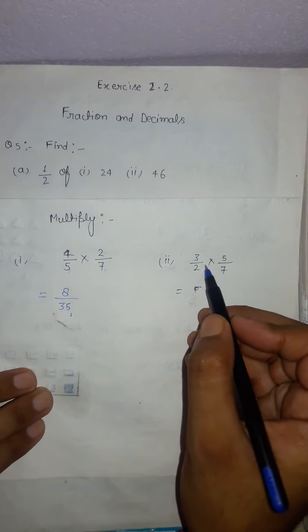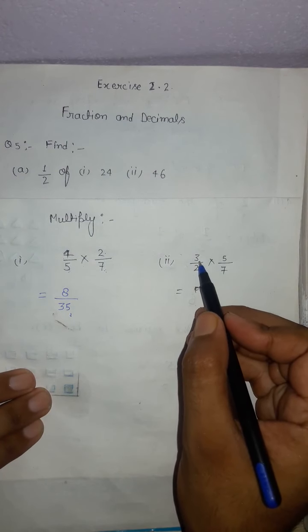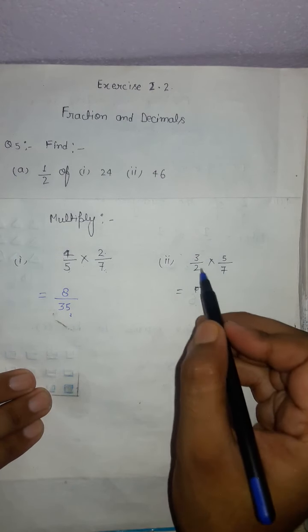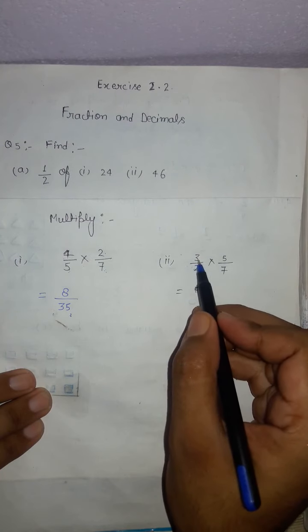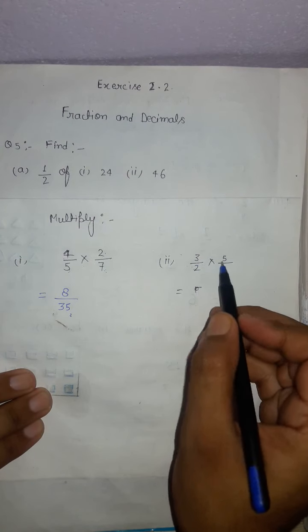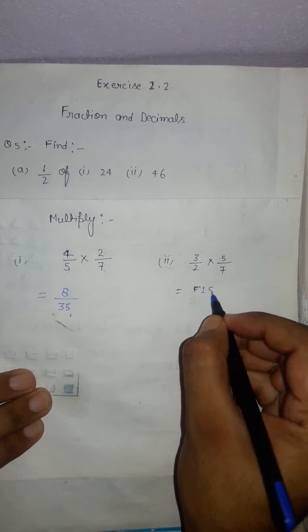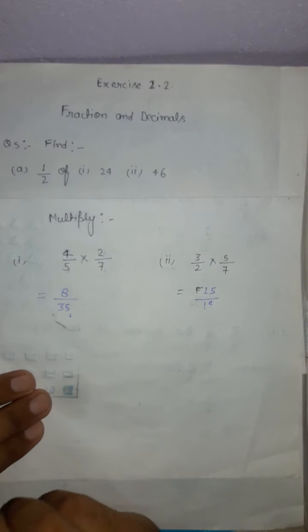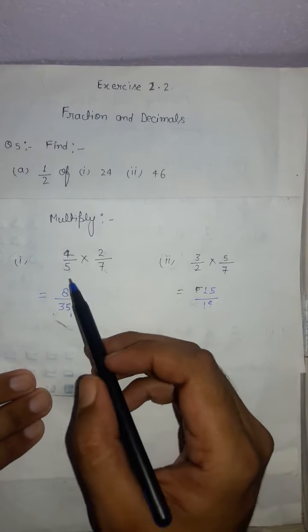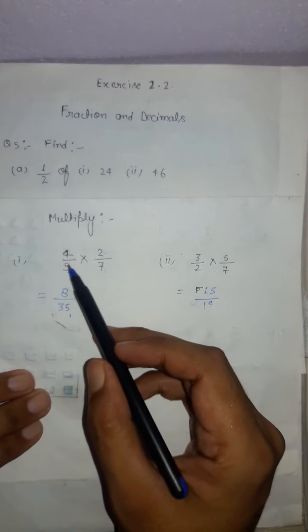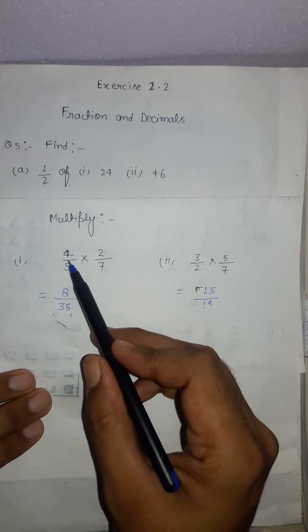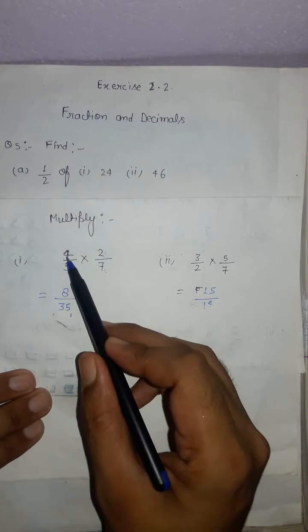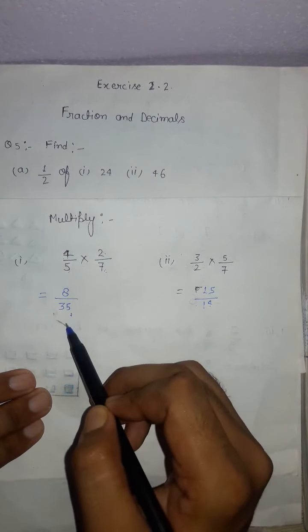Similarly, here also you have to multiply numerator with numerator and denominator with denominator. 3 fives are 15 and 7 twos are 14. That is the answer. So now you know how to multiply fractions. For it, always multiply numerator with numerator and denominator with denominator.